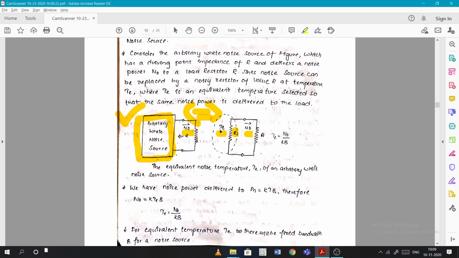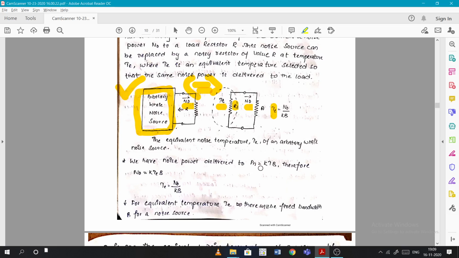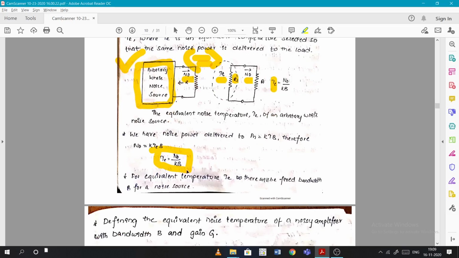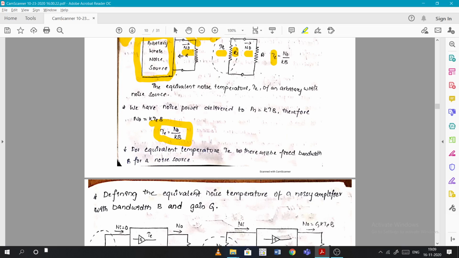The T here is the effective noise temperature. That's why N naught equals kTB. So from that effective temperature, we can write T equals N naught by kB. That's what we wrote here. For an equivalent temperature T, there will be a fixed bandwidth B for a noise source.